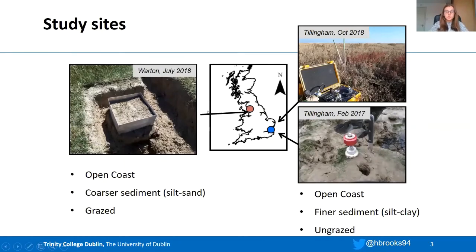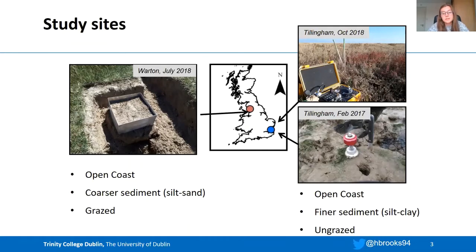One in the northwest of England called Warton Marsh, and that's on the left there. And it's an open coast marsh, which basically means it's not behind any kind of barriers or within an estuary, which means it's directly exposed to waves and currents. It's composed of coarser sediment than our other site, so it's silt and sand dominated, and it's also grazed by sheep.